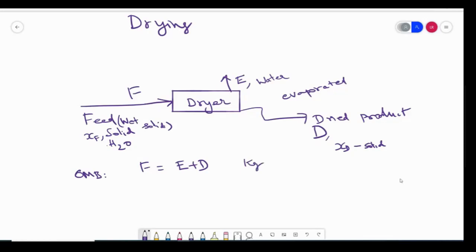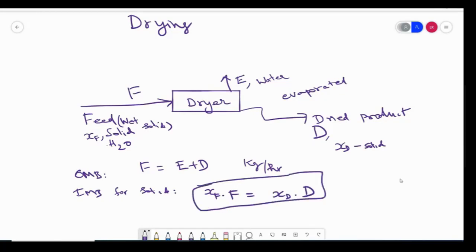It can be kg per hour or kg per second or kg per day, depending upon the situation. Generally, for any flow rate we will say kg per hour. So what is the individual material balance for solids? The individual material balance for solids is XF into F equal to XD into D.